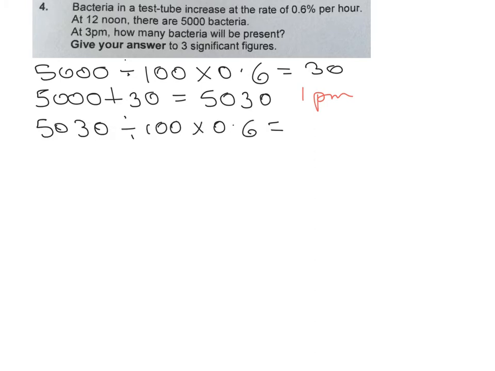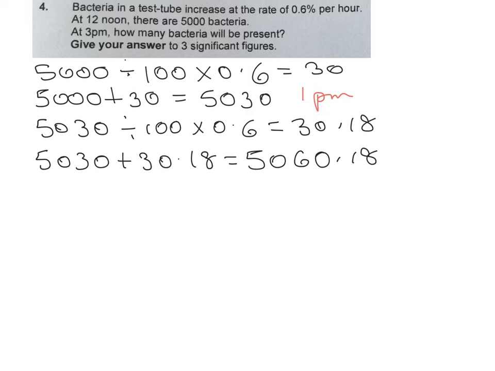Same again for the second hour. 5,030 divided by 100 multiplied by 0.6 is 30.18. So we add this on to what we started with. So 5,030 plus 30.18 is 5,060.18. That's how much bacteria we have at 2 p.m.